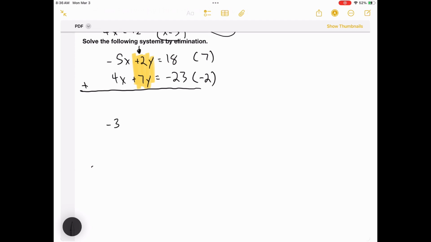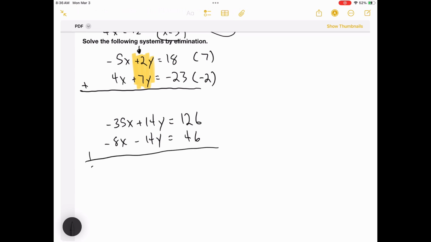I'm going to get -35x plus 14y equals 7 times 18, which is 126. And then I'm going to do the bottom, which is going to be -8x, and this should be -14y equals, and then we're going to have 23 times 2, which is just 46. So well, it's going to be positive 46 because they're both negatives, right? All right, and then I'm going to go ahead and just add them straight down.